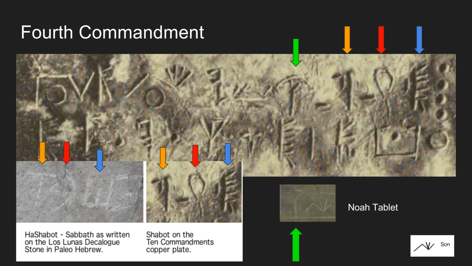Now notice also the green arrow. That green arrow I found in the Noah tablet. It's actually in the Noah tablet twice. And so you think, okay, what would the word be that comes after Shabbat? To me, it must be remember, because the commandment was remember the Sabbath.